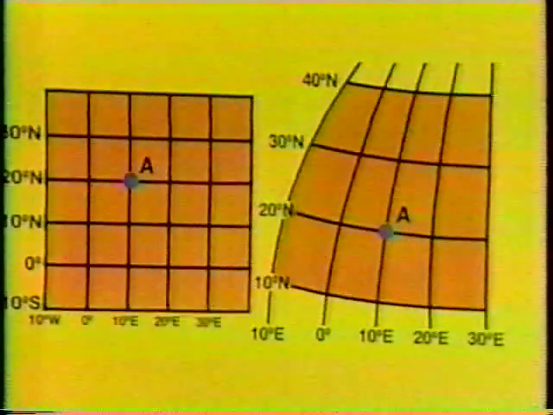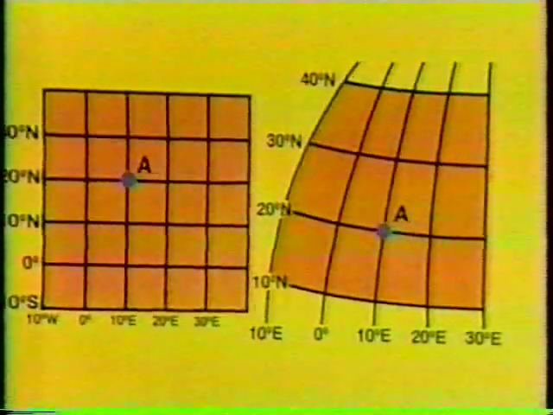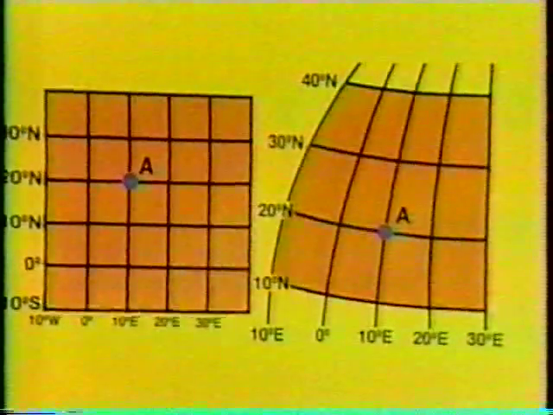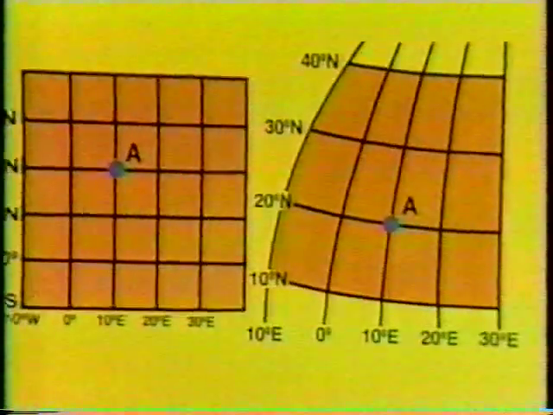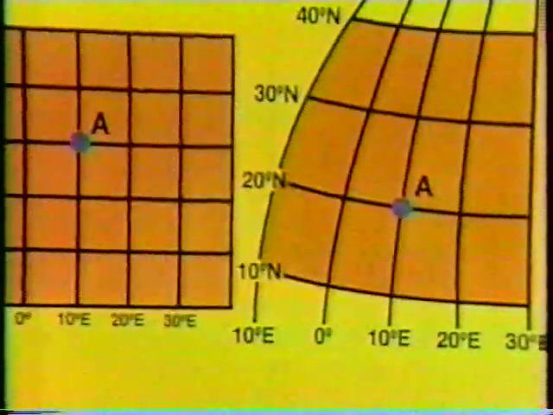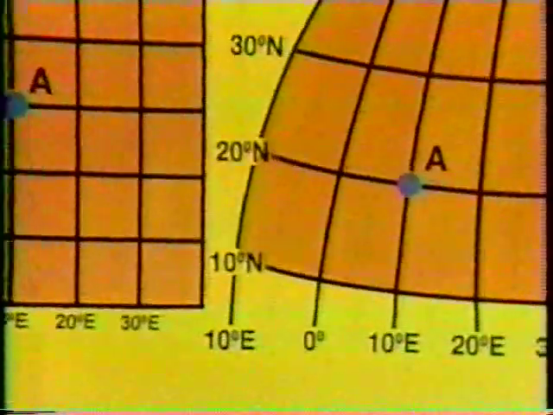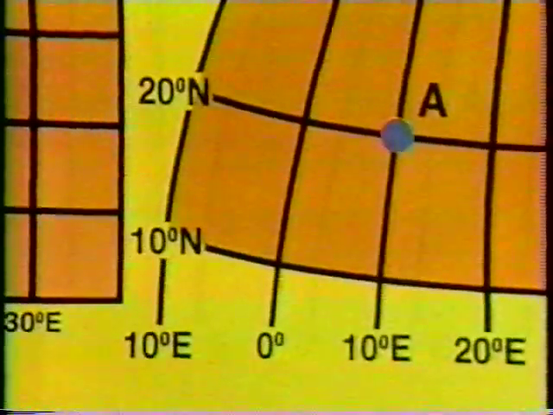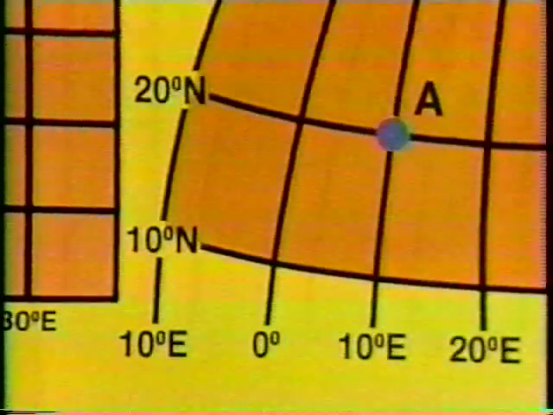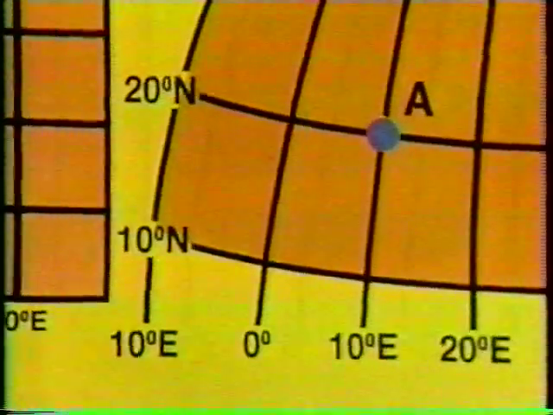Sometimes the lines on the grid appear as straight lines. Sometimes they will look curved. This is because our round Earth can be projected differently onto a flat surface. Regardless, on both grids, point A is at the same location. What's its latitude and longitude? 20 degrees north, 10 degrees east is correct.